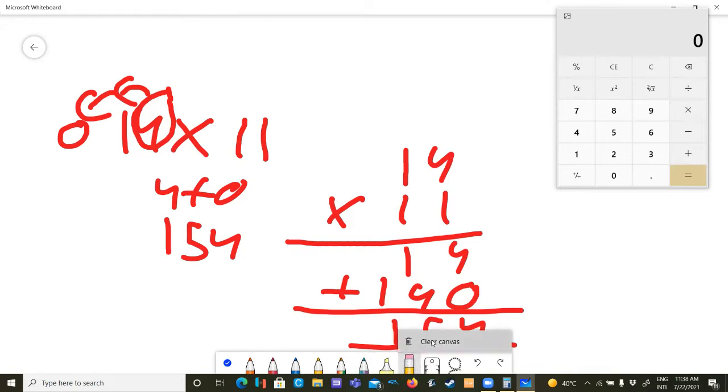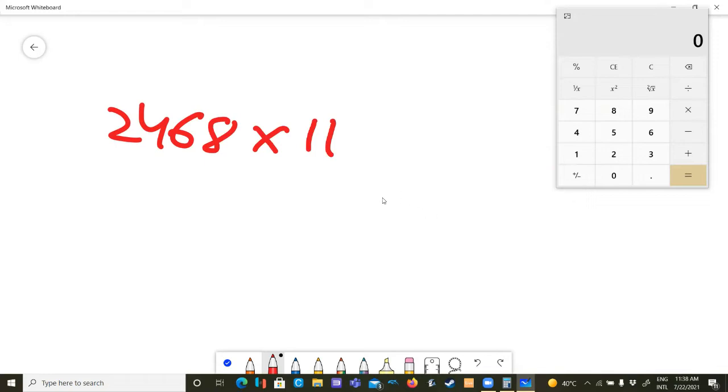Now, how about a 4-digit number? Let's say I'll take 2, 4, 6, 8. 2, 4, 6, 8 multiplied by 11. In the traditional method, this is how it's done. 2, 4, 6, 8 multiplied by 11.